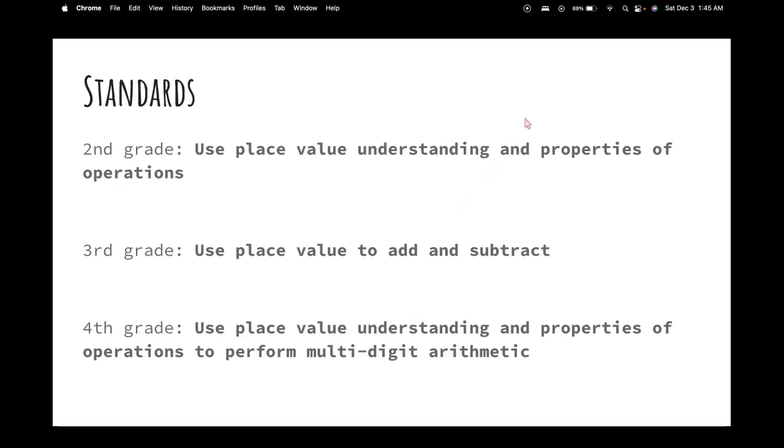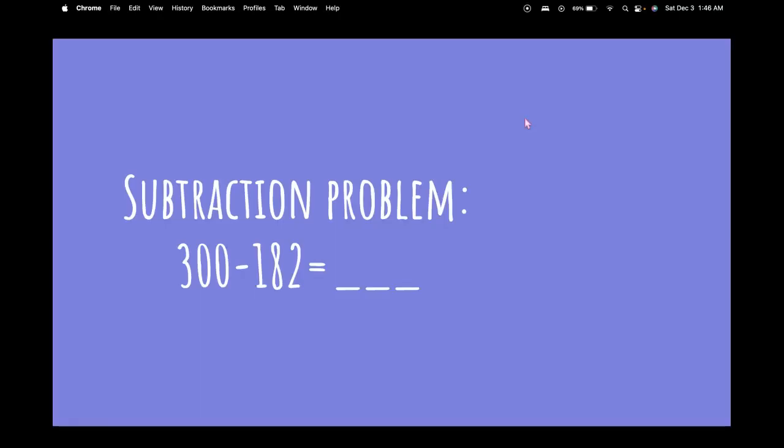Second grade is to use place value understanding and properties of operations, addition and subtraction. We're focusing on that. Third grade is to use place value to add and subtract specifically. Fourth grade is to use place value understanding and properties of operations to perform multi-digit arithmetic. And I'm going to go into more depth on each slide. So the subtraction problem I was assigned is this one, 300 minus 182.